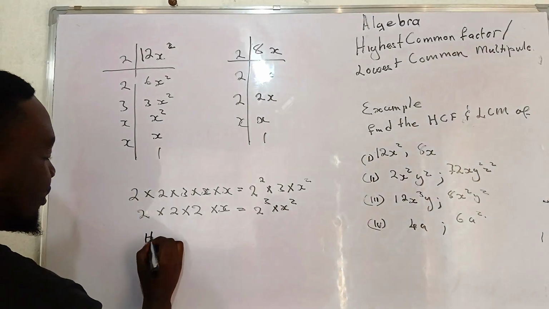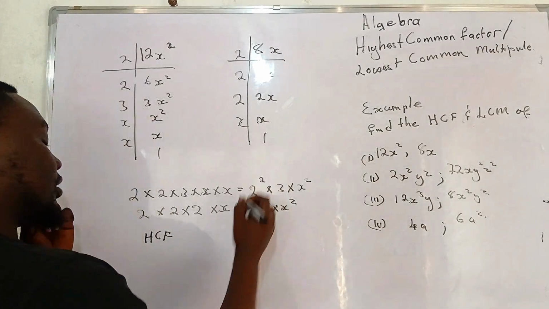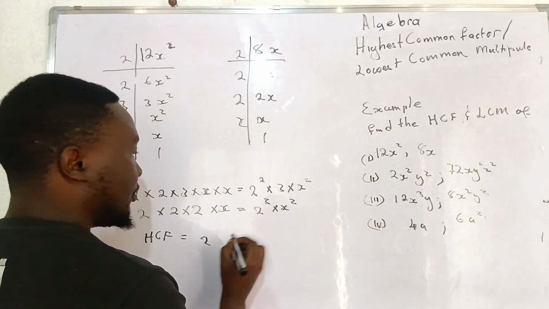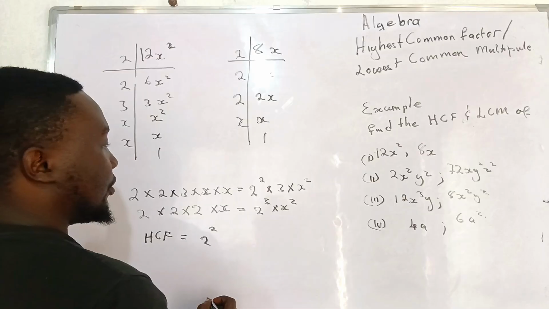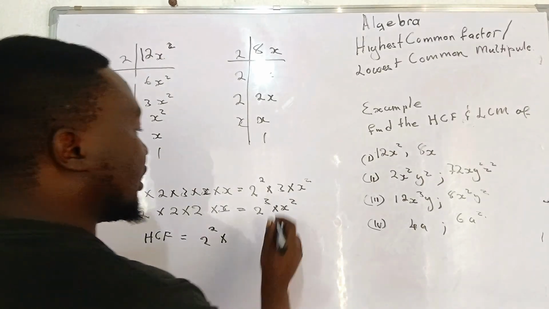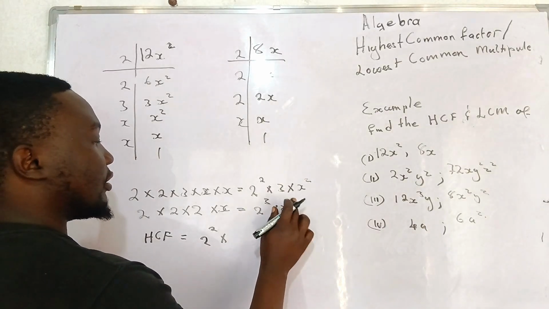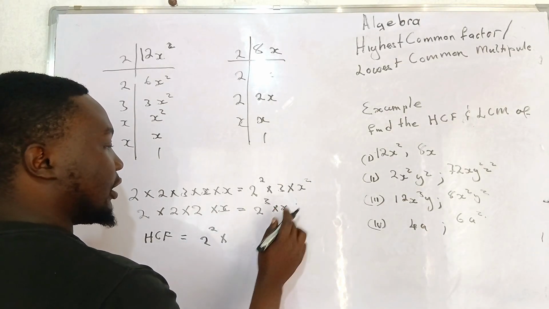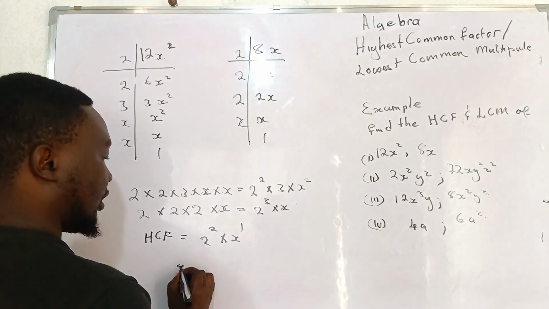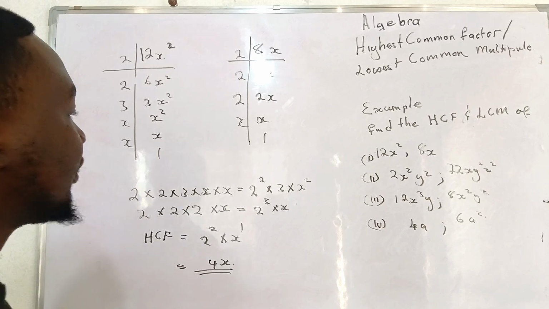So the highest common factor, remember, we take the common base at the lowest power. 2 is the common base here, so it's 2, lowest power is 2. Multiplied by 3, is not common. x, it's common. X is common at the lowest power, which is 1. So our answer here is 4x. That's the highest common factor.